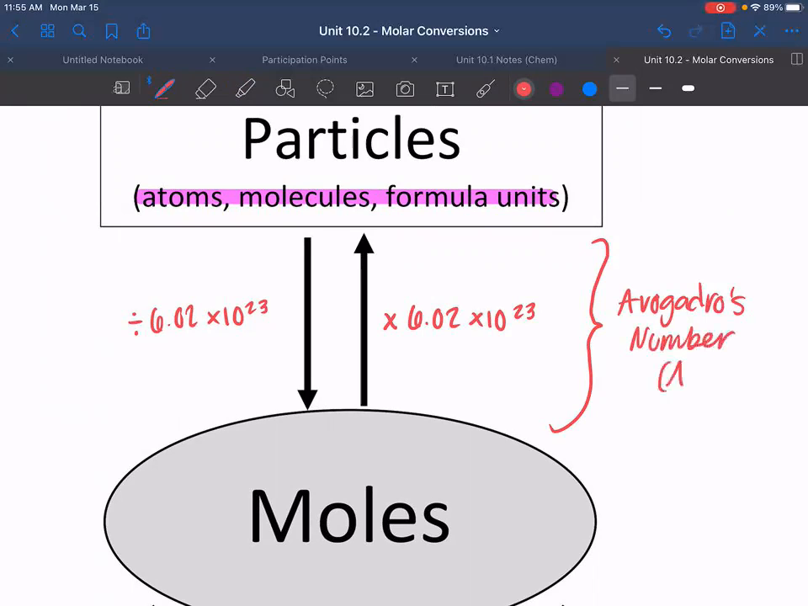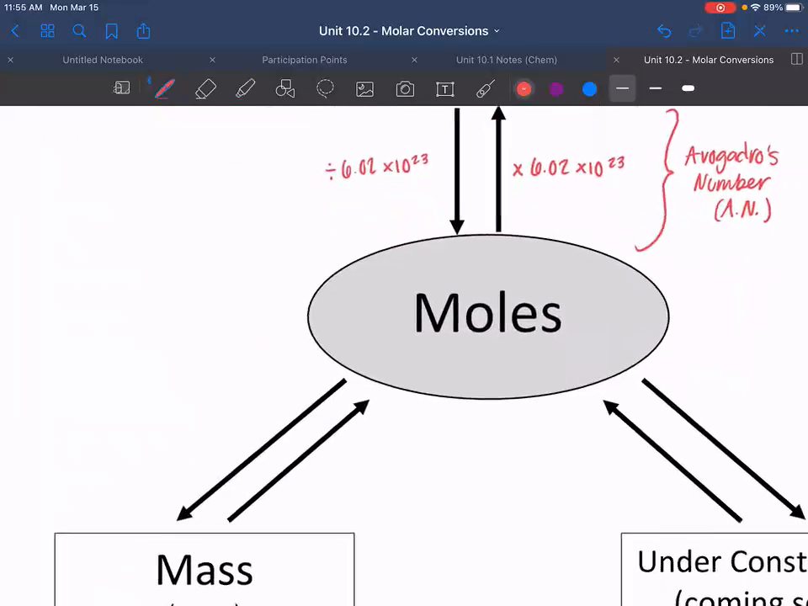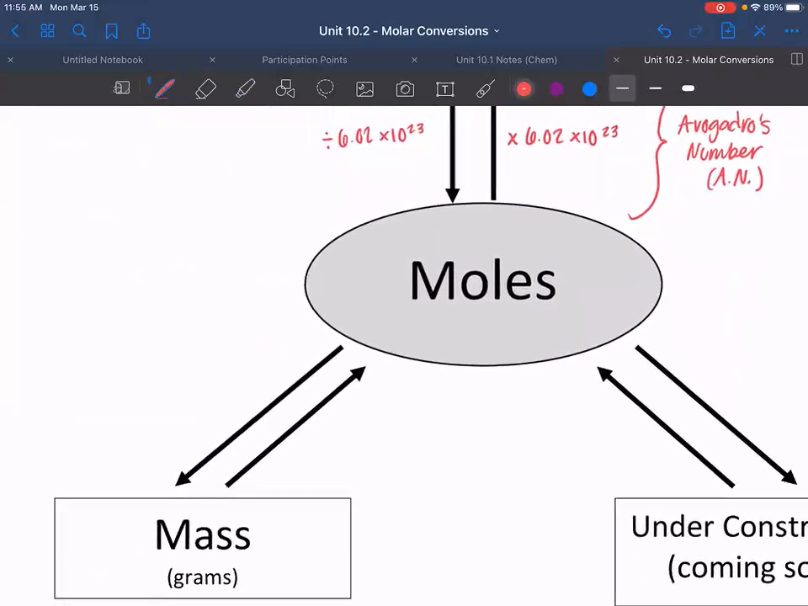And I will abbreviate that as AN sometimes, just so you guys are aware. All right. Now, we're going to zoom in on moles and mass. Moles and mass. If you say that quickly, what does it kind of sound like? Moles and mass. Molar mass, right? So going between moles and mass, we're going to use our molar mass.